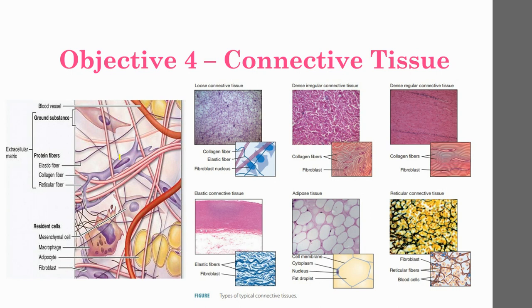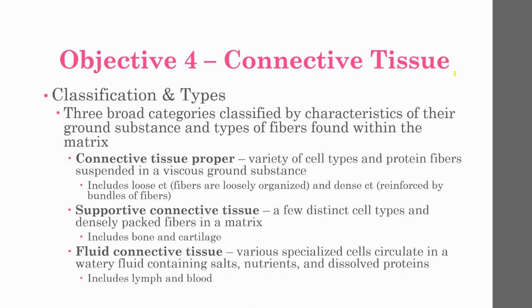And so depending on the types of cells, the types of fibers, and the material of the ground substance, that's how you're going to get all of these different types of connective tissue. And so we can put it into three broad categories. We have connective tissue proper, and these are going to have cell types and protein fibers in a viscous ground substance, which just means it's kind of a thick liquid.